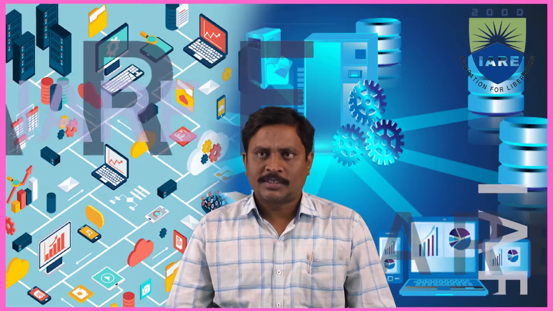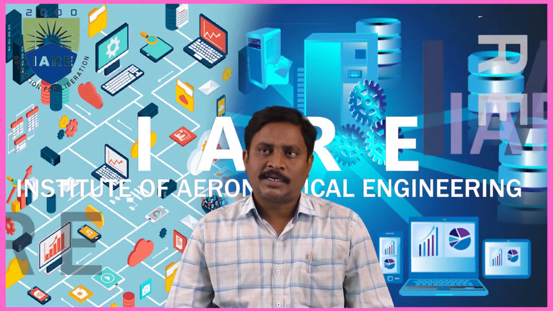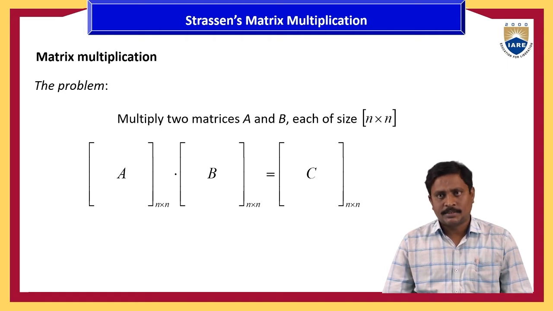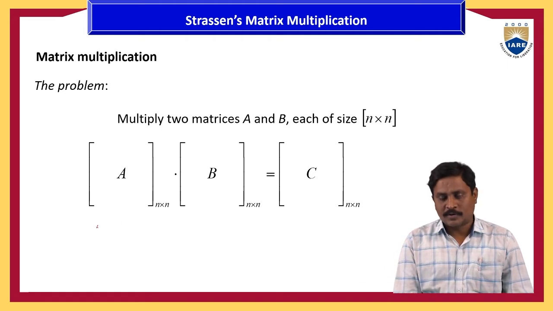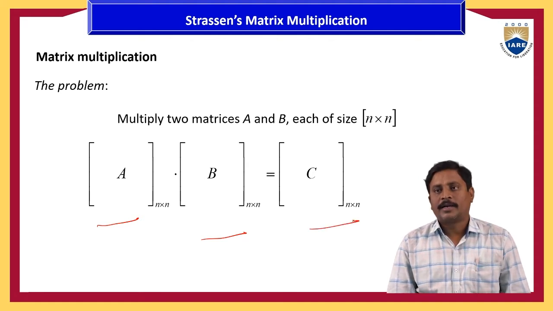Today, we are going to discuss Strassen's matrix multiplication in design and analysis of algorithms. First, we are going to discuss the multiplication of two matrices. A is a matrix of order n by n, B is a matrix of order n by n. By multiplying these two matrices, we get the matrix C of order n by n.